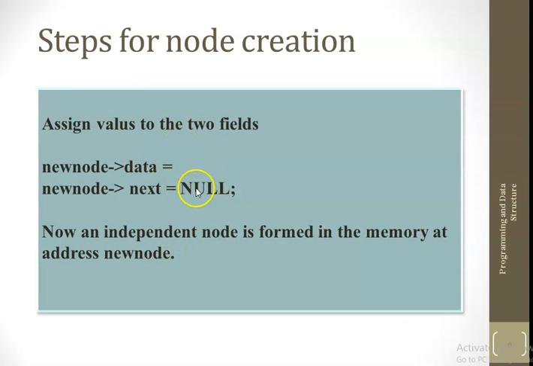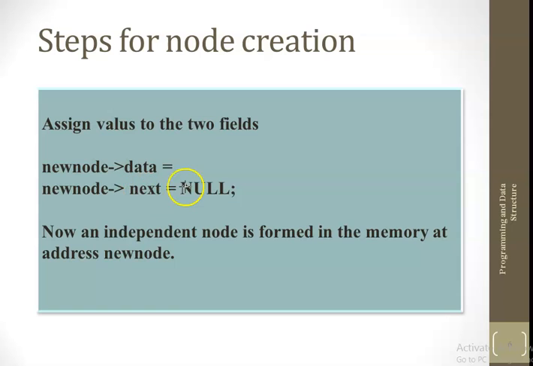Now memory is assigned, then we have to assign values to these fields. We have defined a data field and a next field. So for the data field, suppose we want to store 100 in the new location, we must use new node data equal to some value. Since data is integer type, we can specify some whole number to store.